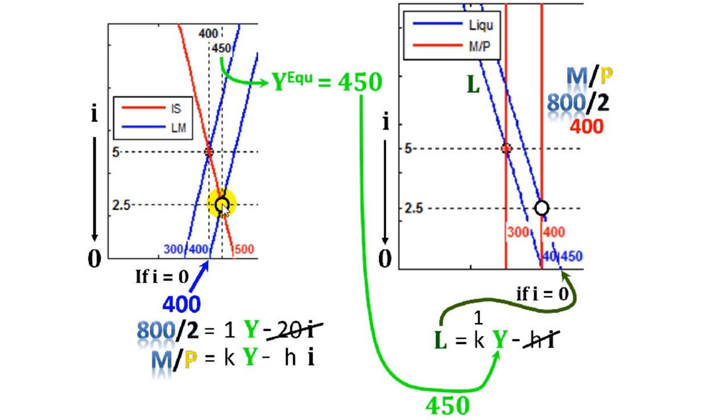So as we come from the equilibrium in the money market, here the interest rate has to be 2.5, because at this point the real money supply, which is the new red vertical line, has to be equal to the real money demand, which is the new blue line here.